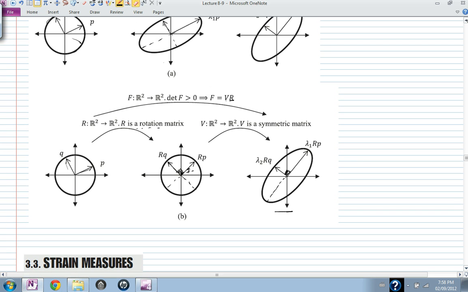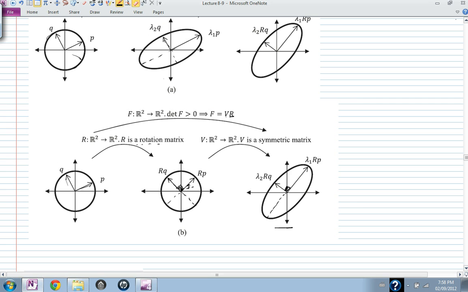Basically, what we're trying to show here is that any deformation is decomposed into two parts. The first part is a rotation, and the second part is a stretch. And any deformation that's physically possible, described by a determinant of F greater than 0, can be decomposed in this way.